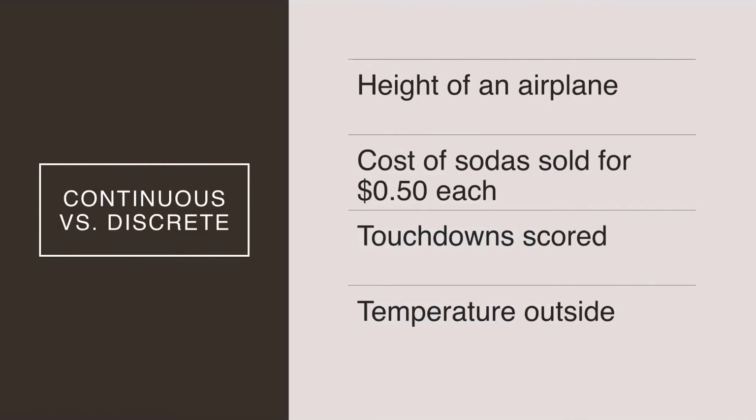From word problems, it's a little bit harder. So we have to decide for continuous, is it measured or is it something that we count, discrete? So continuous, measured, discrete, counted. The height of an airplane, is that something that we measure or something that we count? Well, height is something that we measure. So the height of an airplane is something that's measured. So this is continuous.